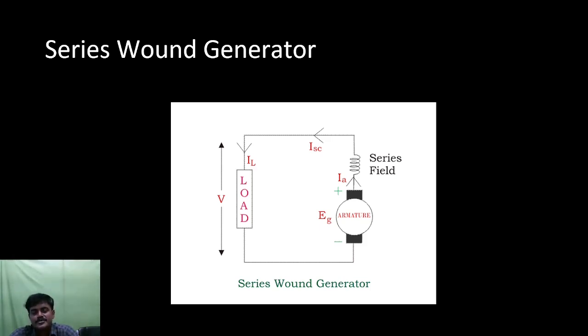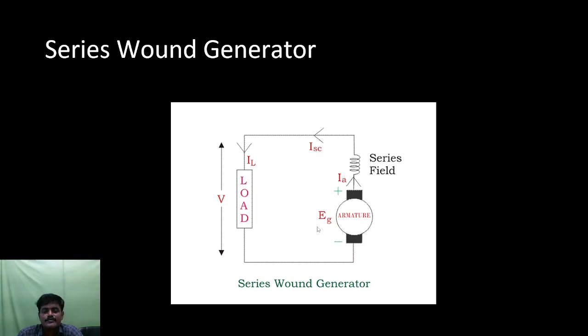So this is the circuit diagram of a series wound generator. As I told, this is the armature and this is the field coil. Each and every device has two points. The series field has two points and the armature has two points. One point is connected without any disturbance, which means they are connected in series. Here the field coil and the armature coil are connected in series, and that is connected to the supply.